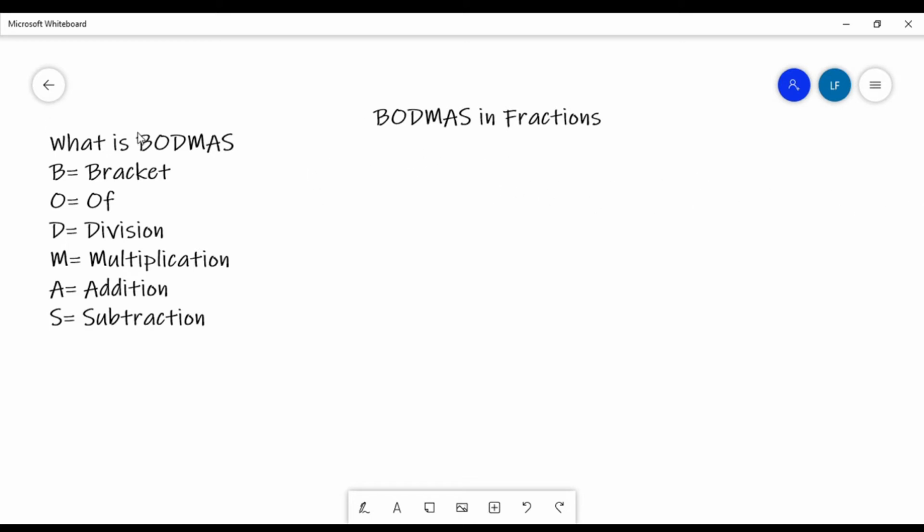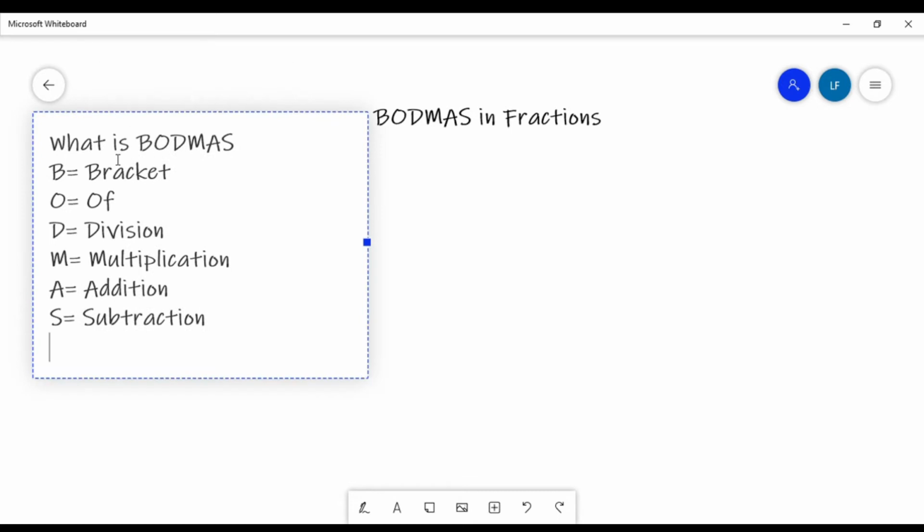Okay, so what is BODMAS? BODMAS is basically the abbreviation of B for bracket, O for of, D for division, M for multiplication, A for addition, and S for subtraction. Now you may think, okay, I know BODMAS, so what is it about it?